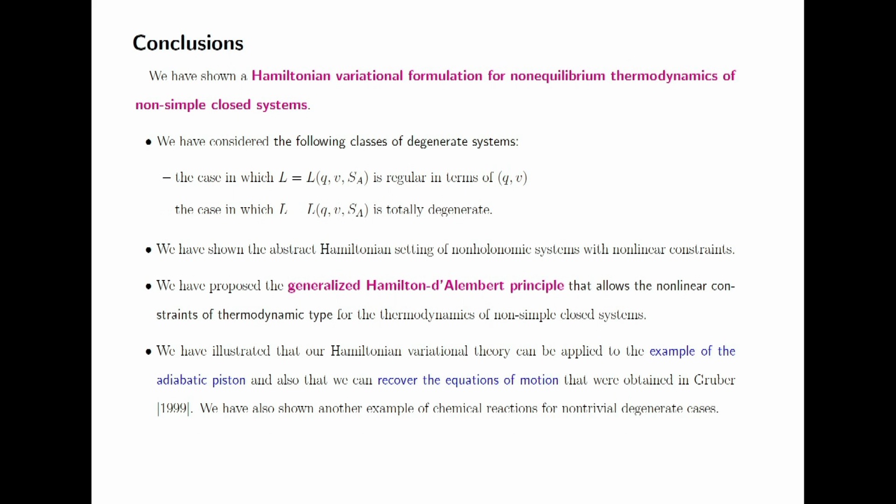Maybe time is running out. So we have shown the Hamiltonian variational formulation for non-equilibrium thermodynamics, in particular for non-simple systems. We have considered two classes of degenerate systems. One is this, and the other one is totally degenerate. Our approach is quite general, and the generalized Hamilton-D'Alembert principle is quite useful to understand this sort of non-equilibrium thermodynamics of non-simple systems. Thank you for your attention.